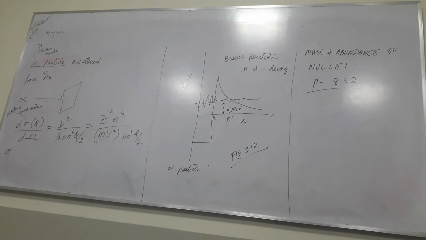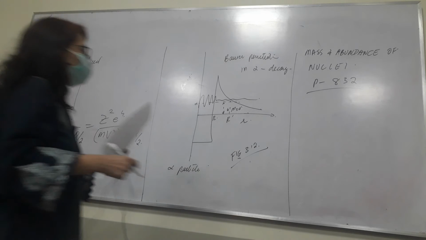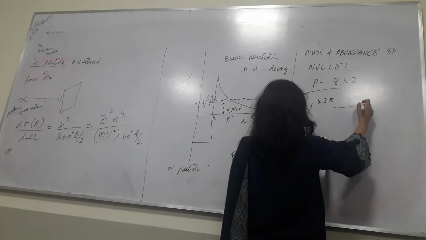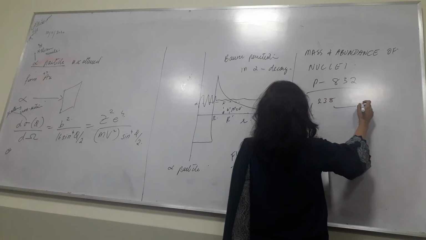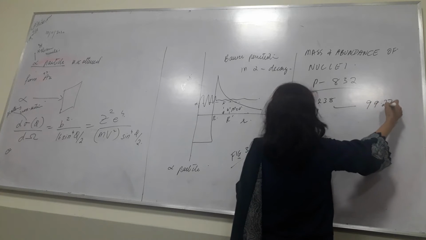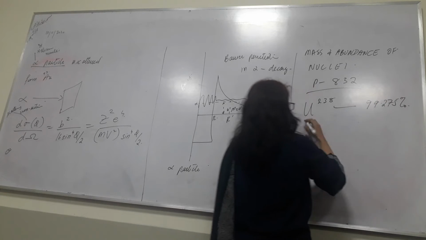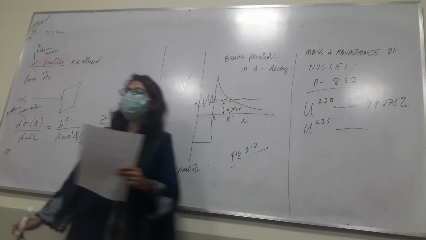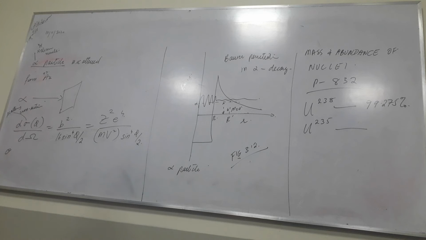Okay, so we are talking about abundance. Can you tell me what is the abundance of U238? 99.275%. Okay, somebody else tell me the abundance for U235.